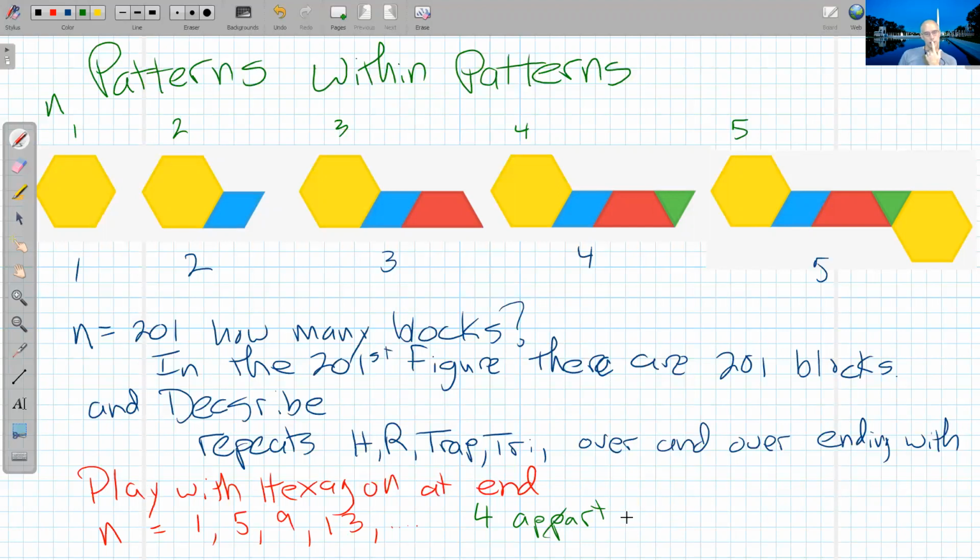4 apart, but they're not multiples of 4. Multiples of 4, like 4, 8, and 12, and so on. So that means they must be multiples of 4, plus something. So let's see, 4 plus 1 is 5, 8 plus 1 is 9, 12 plus 1, okay. So they are multiples of 4 plus 1.